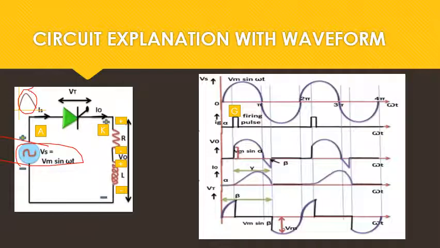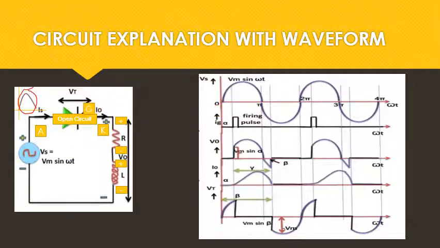Now, once the signal is given, the SCR will not conduct immediately. The reason is pretty simple, because we are not providing any gating signal. Unless we provide the gating signal, the SCR is going to behave like an open circuit. Once it is open circuit, there is no chance for any current to flow through.